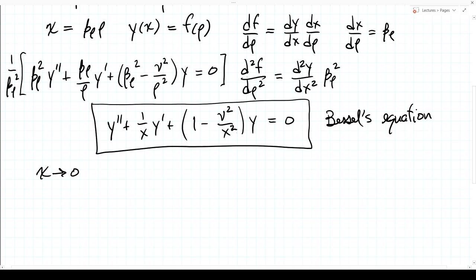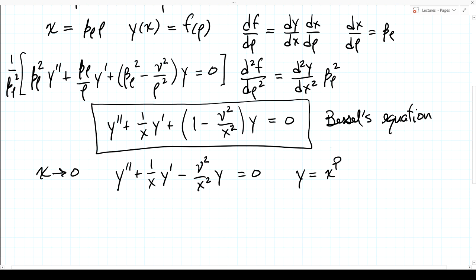So as x goes to 0, how does this behave? Well, look at this term here, 1, and then nu squared over x squared. So for any non-zero nu, when x gets really, really small, nu squared over x squared gets really, really big. So this equation, it would seem, would approximately start to behave as y double prime plus 1 over x y prime minus nu squared over x squared times y is equal to 0. Again, that's just neglecting 1 relative to nu squared over x squared. Well, this actually, for non-zero nu, has solutions in terms of just powers of x.